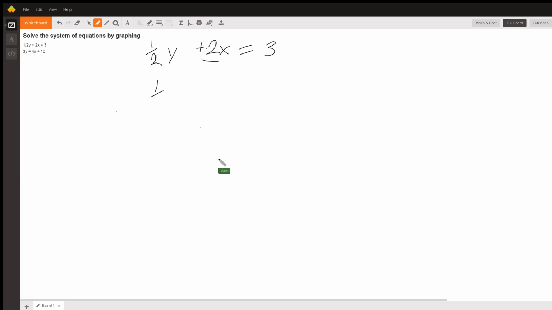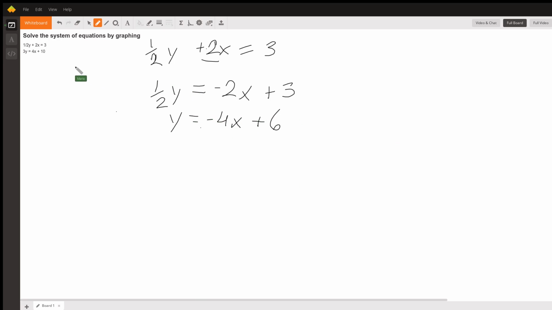So I'm going to get 1/2 y equals negative 2x plus 3. And then we can get rid of this 1/2 on the left side by multiplying our entire equation by 2. And that gives us y equals negative 4x plus 6. Okay? So that is our equation for the first line.